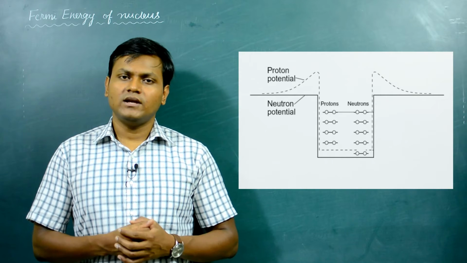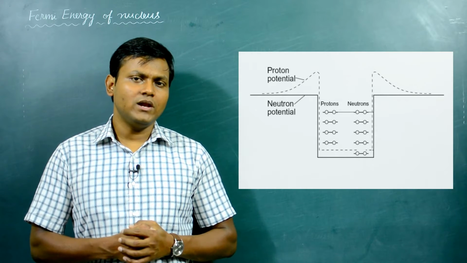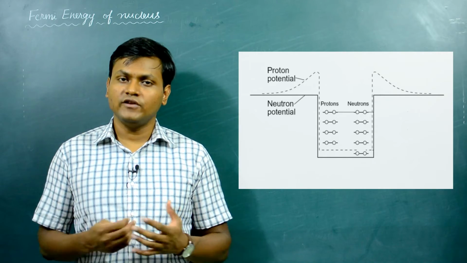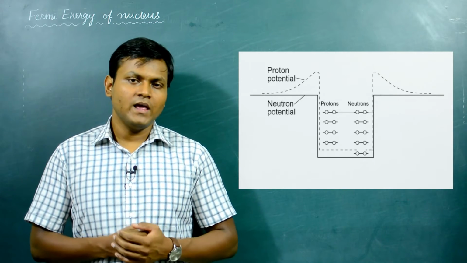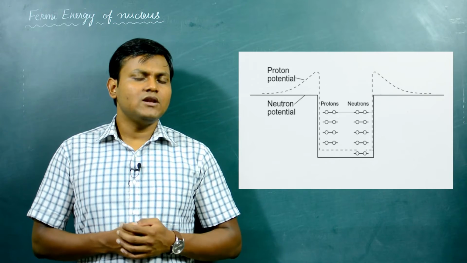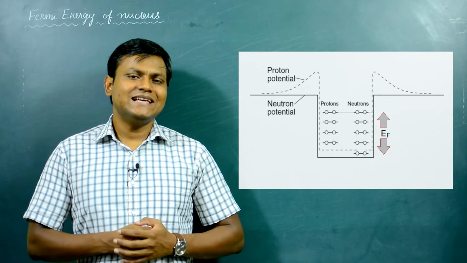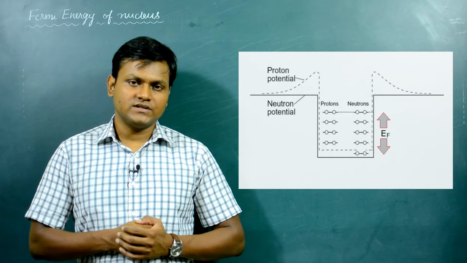Now, in the ground state of such a three-dimensional potential well, the neutrons and protons will try to occupy energy levels so that the energy configuration of such a system is minimum. In such a case, the energy level of the highest occupied state minus the energy level of the lowest occupied state is known as the Fermi energy of that given system.